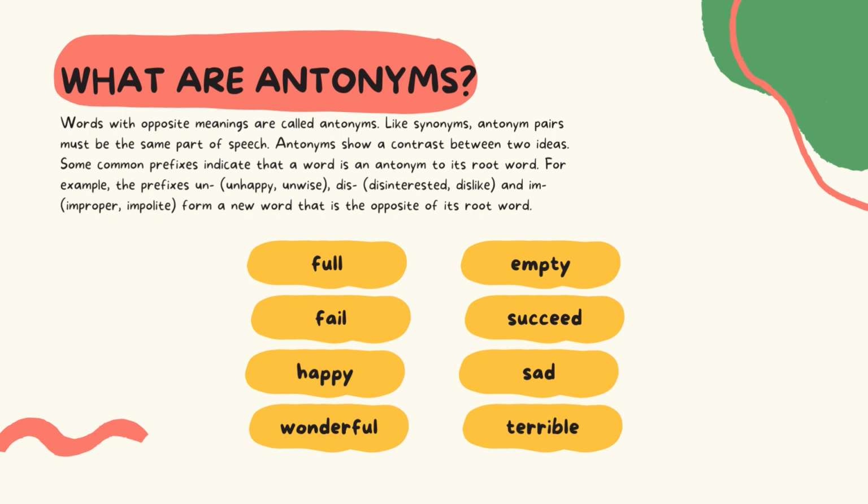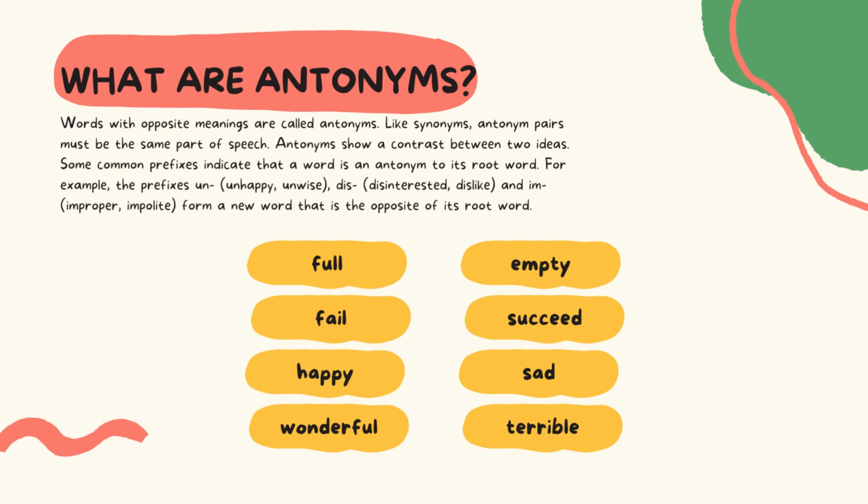It makes you develop or maybe visualize better the contrast or the differences between those two ideas. So also, some common prefixes indicate that a word is an antonym to its root word. So we can take one word and put a prefix before that word to make it the antonym.